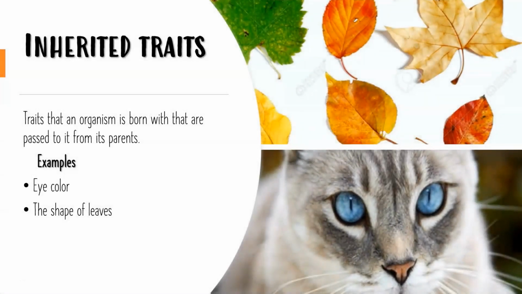All right, so for your final 5th grade science review, we are just going to close this unit out. We're going to talk about inherited traits and learned behaviors once more before you take your final quizzes over this unit. So your very first slide is going over the vocabulary. Inherited traits are traits that an organism is born with that are passed to it from its parents. So for example, eye color or the shape of leaves. These are things that don't change and are passed down from genetics.